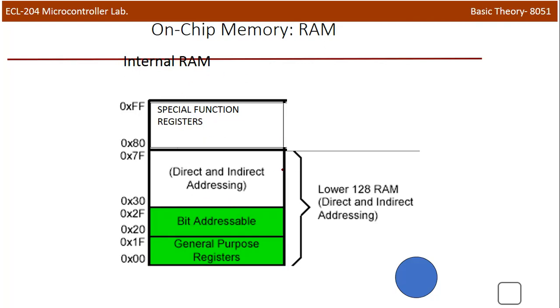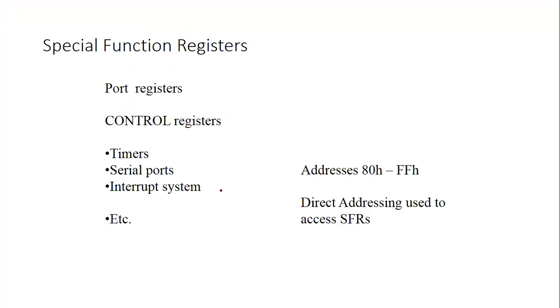So it's all about internal RAM. We already mentioned general purpose registers with banks, available from 00 to 1F, and from 20 to 2F it's the bit addressable area. From 30 to 7F it's the general purpose direct and indirect addressing area. Next we will discuss the special function registers.